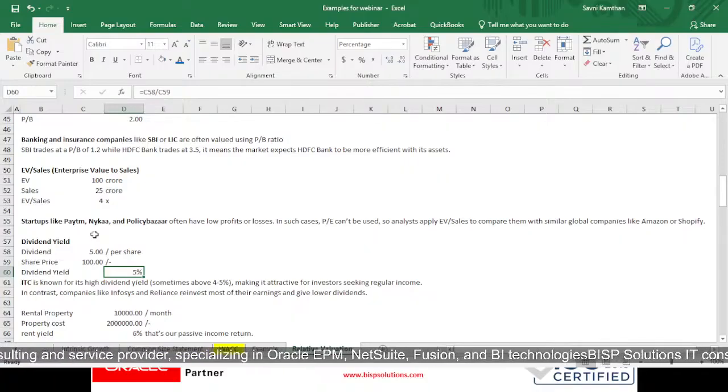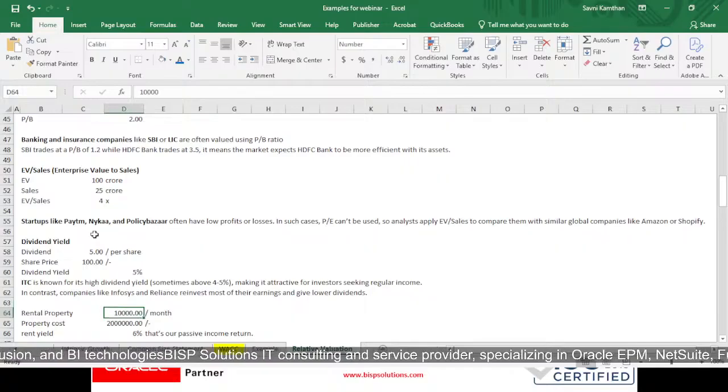For example, ITC is known for its high dividend yield, which is sometimes above 4 to 5%, making it attractive for investors seeking regular income. In contrast, companies like Infosys and Reliance reinvest most of their earnings and give lower dividends.